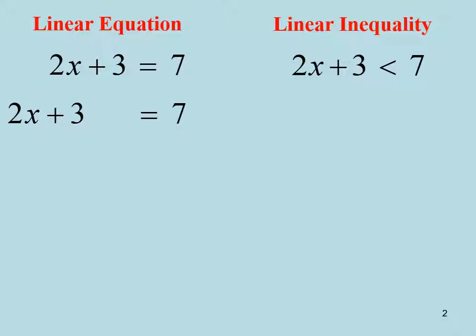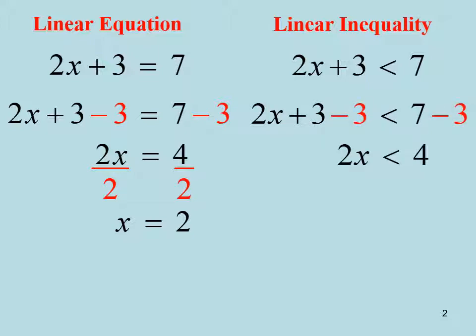To solve the linear equation, we would begin by subtracting 3 from both sides, then dividing by 2. To solve the linear inequality, we do the same thing. Subtract 3 from both sides, divide by 2.